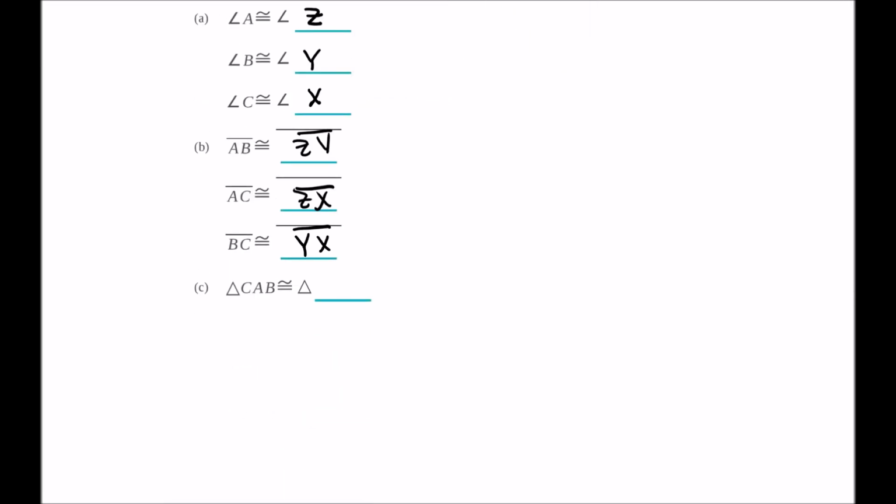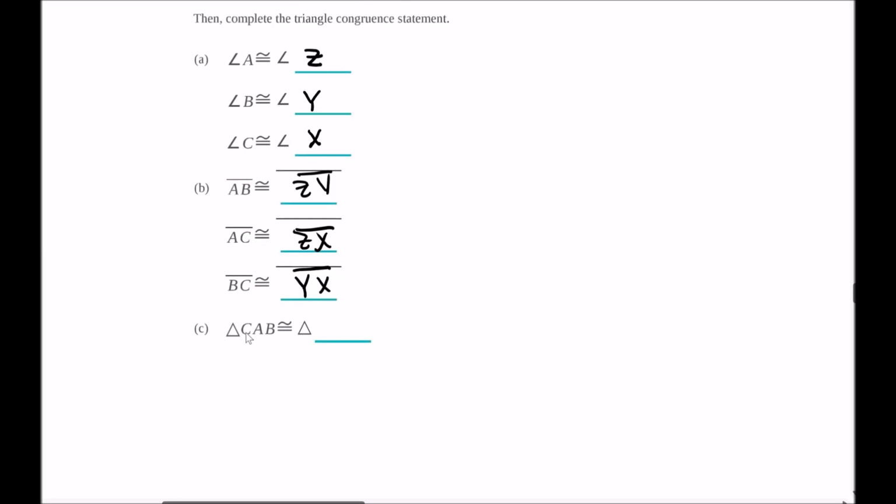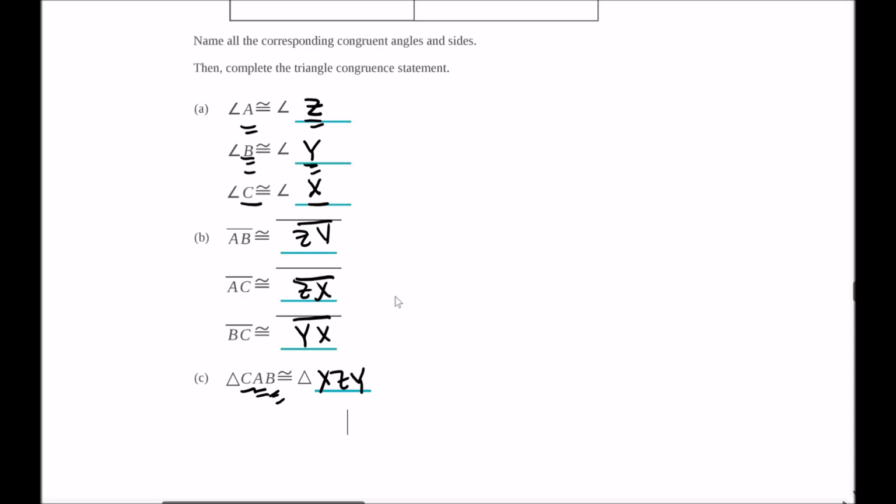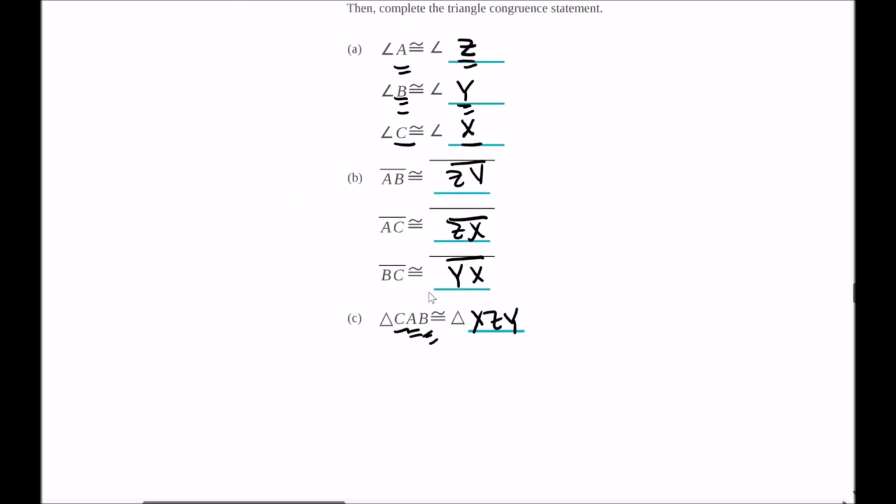And now to do the congruence statement, triangle CAB, we know that C matches with X, so C has to match with X. We know that A matches up with Z, so Z. And we know that B matches with Y, so it has to be Y. Okay, and that's really all there is to it. You just got to match them up, okay?